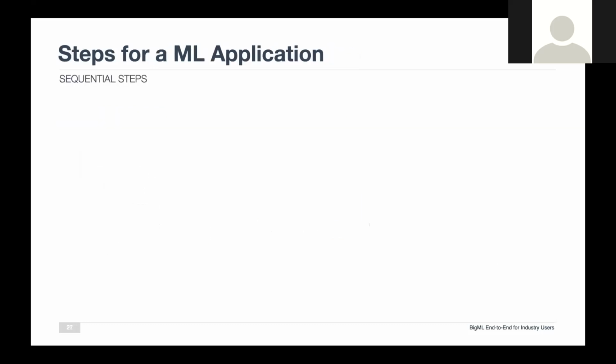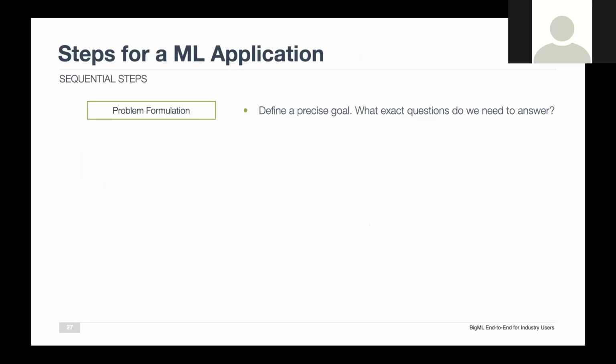So in that sense, every machine learning application has different steps that can be considered sequential. First, we have the problem formulation. We need to define a precise goal for our machine learning problem, and we need to formulate exact questions. For example, if we had a churn prediction problem, the first question would be, okay, I want to predict churn of my customers, but then we would need to get into more detail.